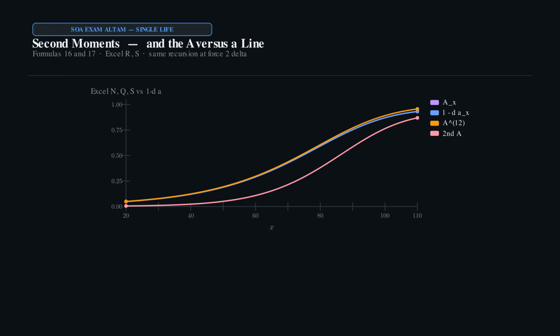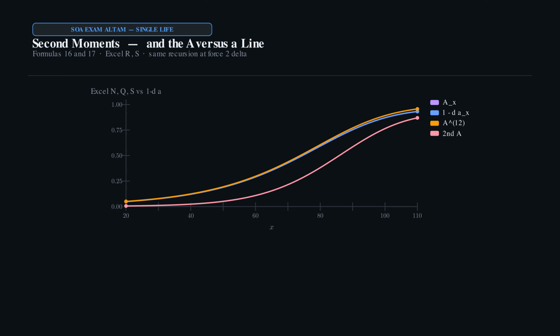This is the relationship graph. Purple A x and cyan 1 minus d times a are the same curve. They sit on top of each other because Excel N is literally that identity. Orange monthly A rides just above. Pink second moment A starts near 0 and climbs later.